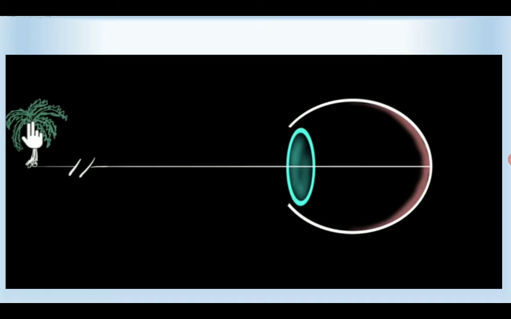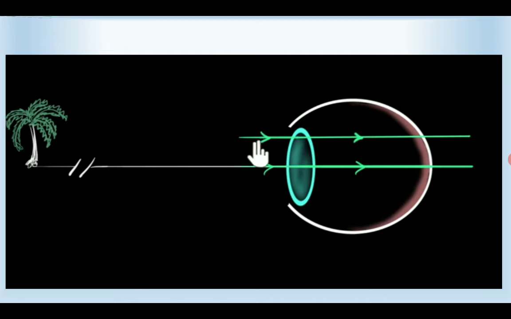Suppose we took a point on this tree and drew a couple of rays of light coming towards our eye. Since this tree is really far away, the rays of light that are coming towards our eye are almost parallel to the principal axis. Here they are. Let's see what happens to them after refraction. If you look at this ray, it is passing through the optic center, and a ray of light passing through the optic center goes undeviated. Means this ray will go and hit our retina at this point.